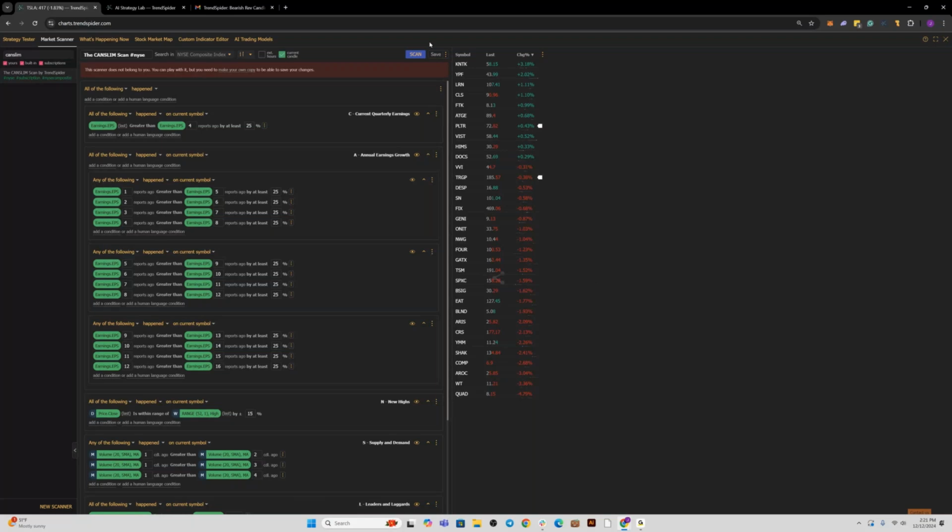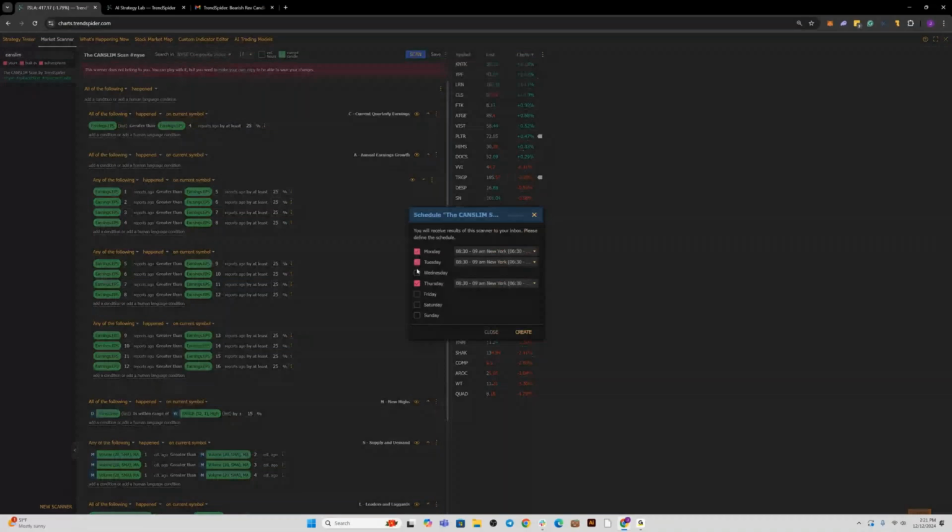Another simple but really powerful thing that we've brought to the platform this year is something we call scheduled scanning. Anytime you create a scanner, if you'd like to have those results sent to your inbox, you can choose to run the scanner on a schedule, just set it for the days that you want and the times that you want. And every single day, you're going to get an email that looks kind of like this.